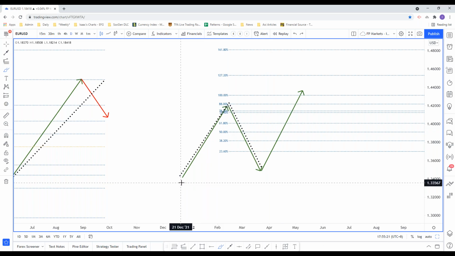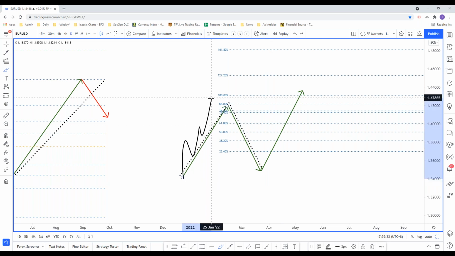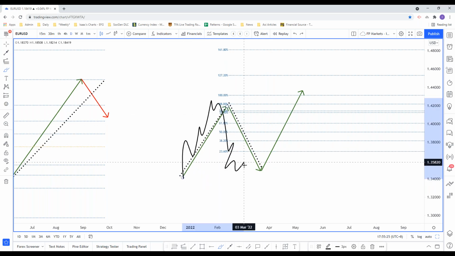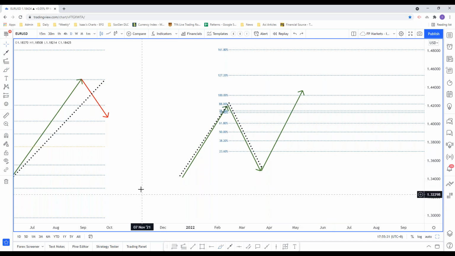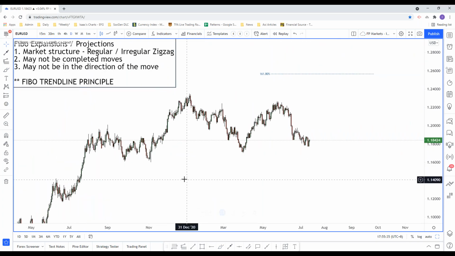However, if you have something like that, where price whipsaws, then cuts down like that, and after that goes higher, this is really a very bad example of a Fibonacci expansion. So let's move over to the charts and see whether I can give you a good example.